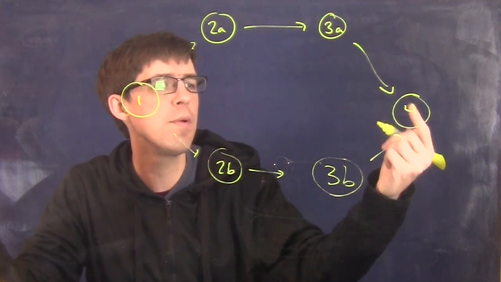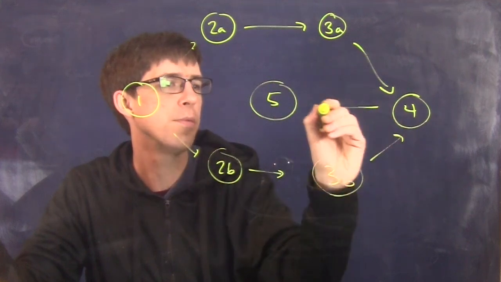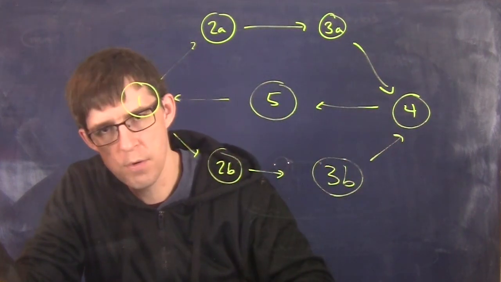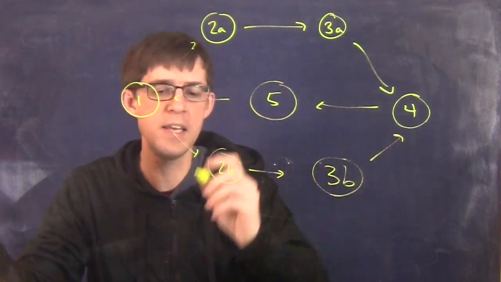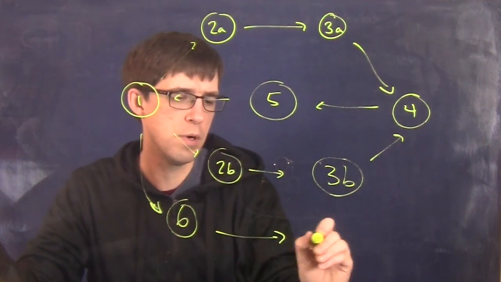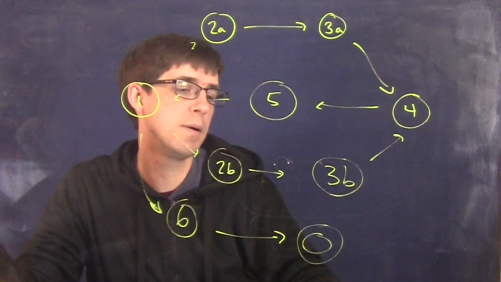And then 4, remember, goes to 5, which then goes back to 1. So I'm going to do that this way. This is the cutest way I could figure out to draw this picture without crossing the arrows. All right, and then we have the end game, which is state 6. I'll just put that down here, which eventually will go into an accepting state.